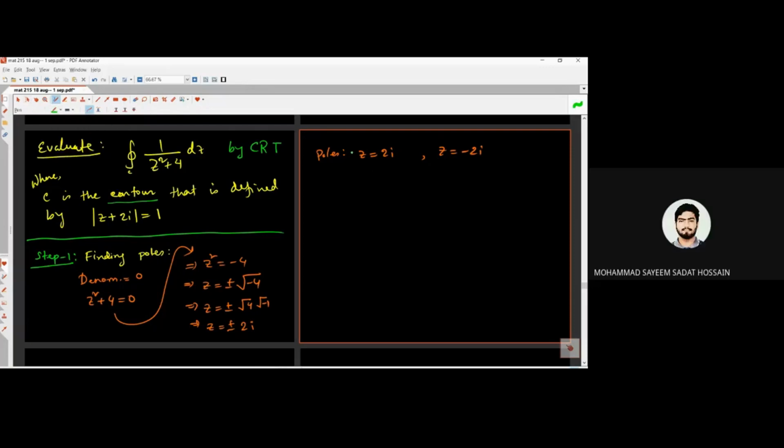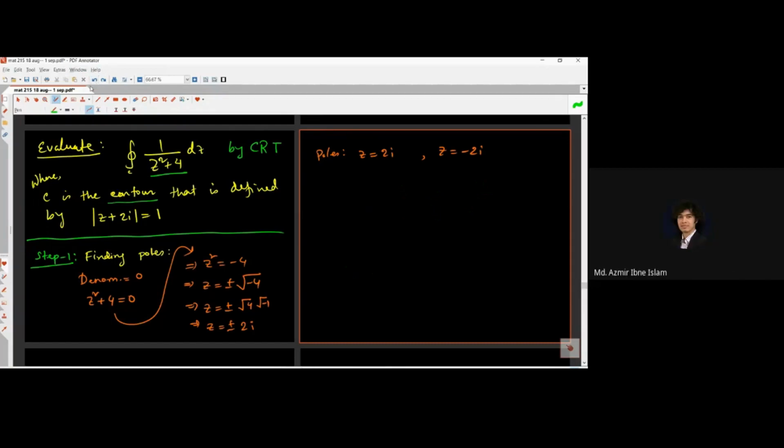Also, in step 1, it is mentioned that we should note down the order of every pole. So we have to find the orders also. Now, you can see that the denominator function is not in factored form. If we have the factor, we can easily understand: if the factor has power 1, the order will be 1; if the factor has power 2, the order will be 2. Is that okay?